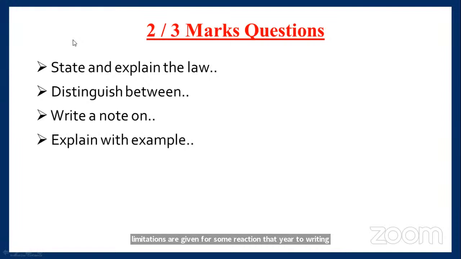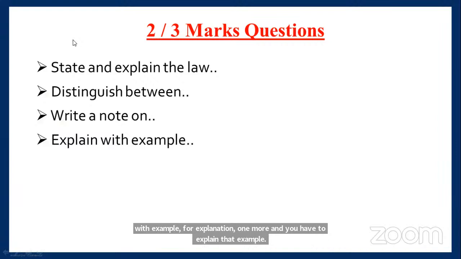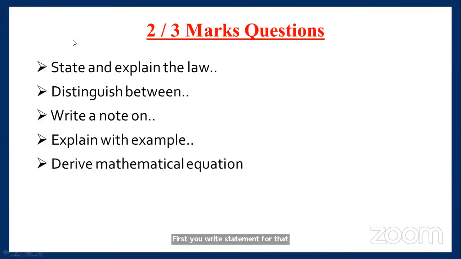Explain with example. For explanation 1 mark, and you have to explain that example. First you write the statement for that example and then you have to explain it. Derive mathematical equation. Classification: when you write classification, first you have to write on which point the classification is based. And then you have to write the classification in detail. First, you write the main classification, and here you have to mention a short definition of that class. And at the end, you have to write an example for each classification.